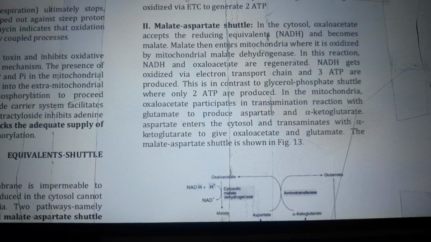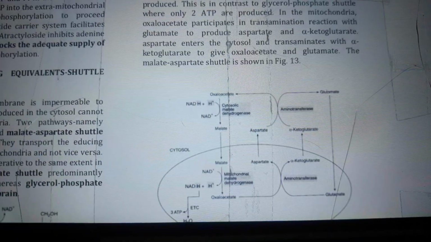Malate aspartate shuttle. In the cytosol, oxaloacetate accepts the reducing equivalents of NADH and becomes malate. Malate then enters the mitochondria where it is oxidized by mitochondrial malate dehydrogenase. In this reaction, NADH and oxaloacetate are regenerated. NADH gets oxidized via the electron transport chain and 3 ATP are produced. This is in contrast to the glycerol phosphate shuttle where only 2 ATP are produced in the mitochondria.